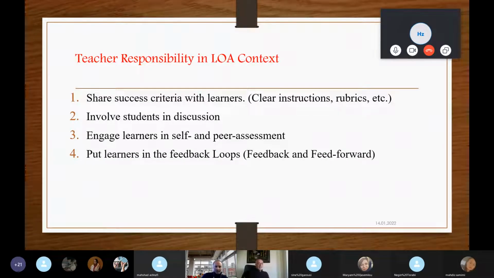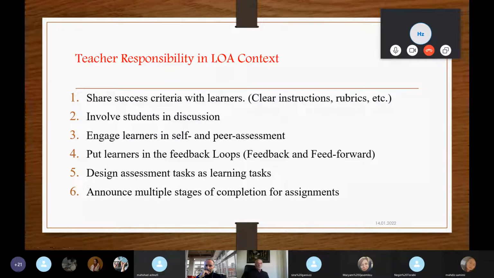Put learners in the feedback loop all the time. All the time. They should understand that if I gave them feedback and they revised it, I'm going to look at the difference between the first one and the revised one in order to see how much they used the feedback. Design assessment tasks as learning tasks.